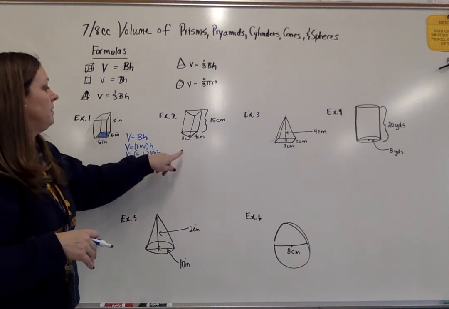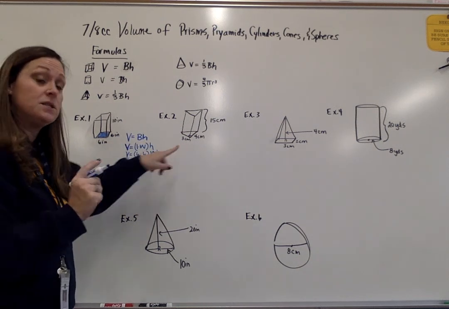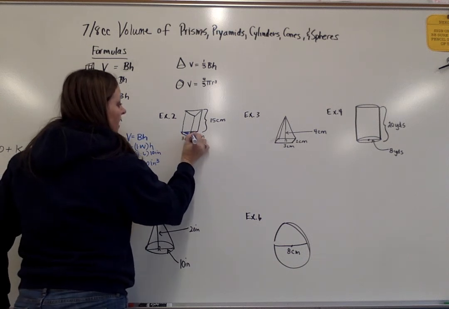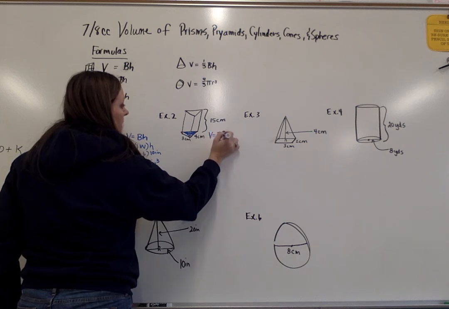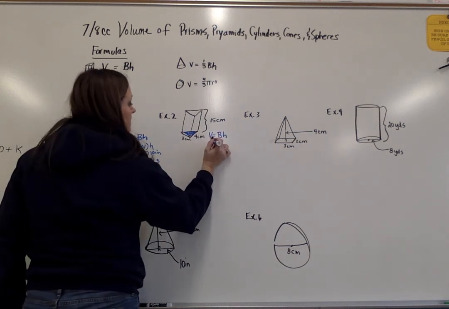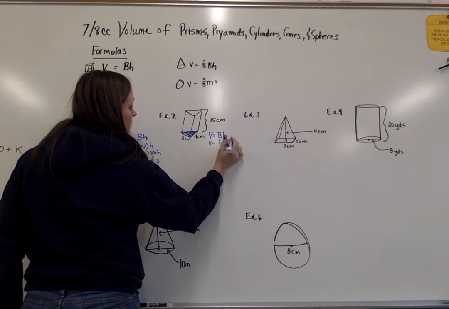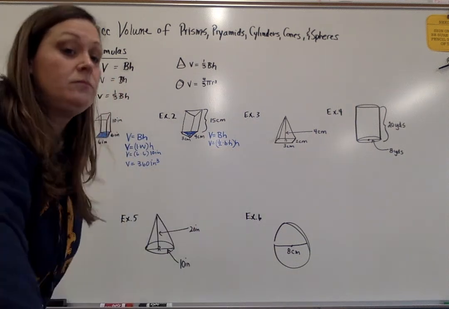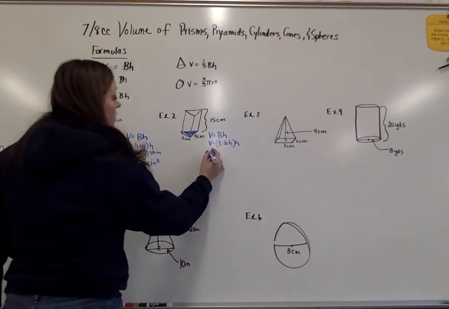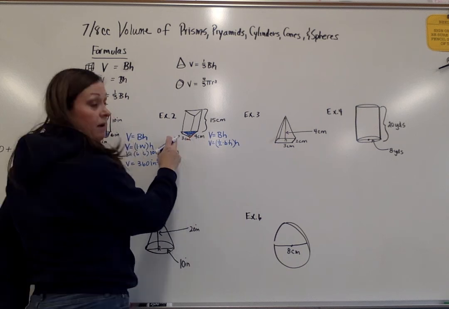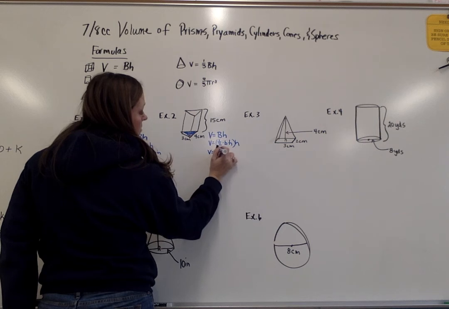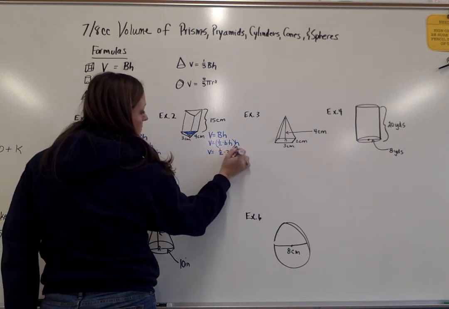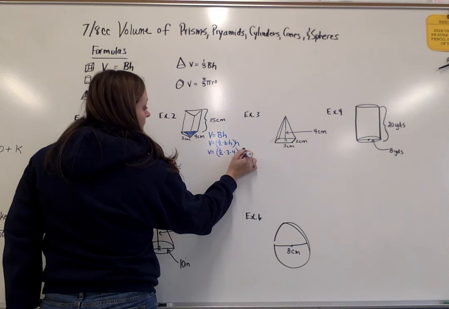In example 2, I'm going to identify that this is also a prism, but my base is a triangle. So I have to find the area of the triangle and then multiply it by the height. So my volume is big B times height, and my base is a triangle, so I have to do 1/2 base times height. I'm going to multiply that by the height. Okay, so I therefore know that my base is 4 and my height is 3 because it's indicated. Height is indicated using the right angle indicator. So I have 1/2 times 3 times 4, and all of that is times 15.